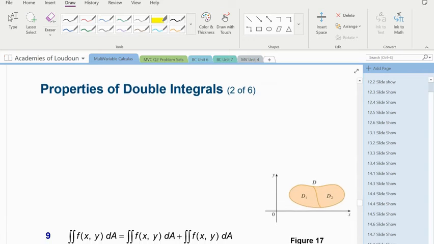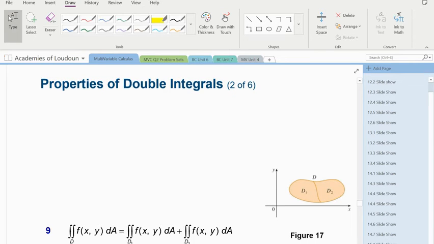The next property of double integrals is similar to the property of single integrals that was given by this equation. If you recall, we could have the integral from a to b of f of x dx is equal to the integral from a to c of f of x dx plus the integral from c to b of f of x dx.